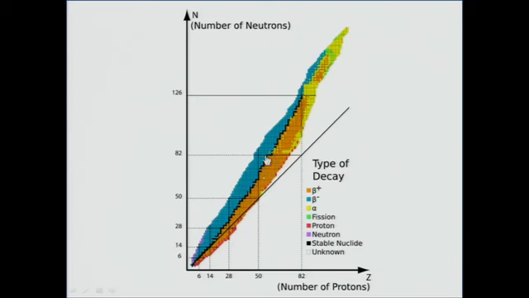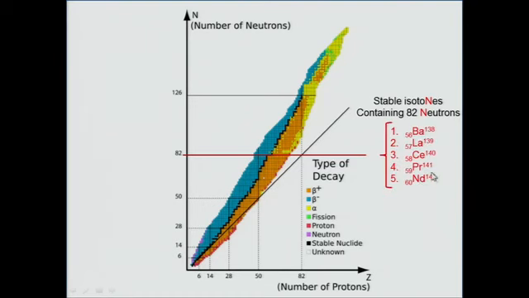But take a look at some of the things here. For instance, here at 82, look at how many, as we go across, things are stable that have various numbers of protons but have a fixed number of neutrons there at 82. And there's a number of stable isotones there with 82 neutrons. And here is the list of them. Here are those 5 things, all of which have 82 neutrons that are stable.